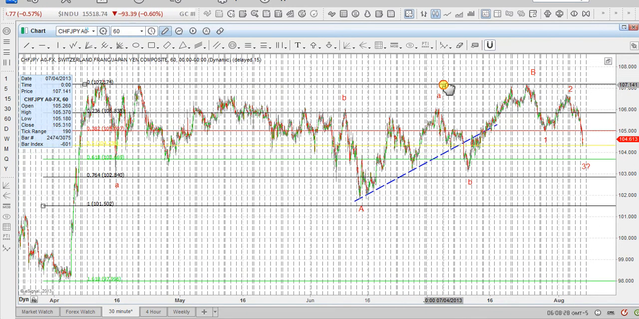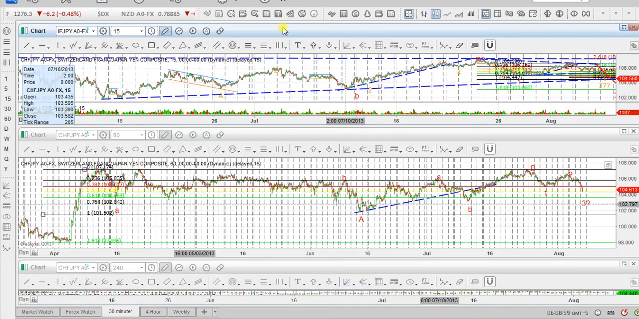So the Fibonacci targets are set at the 61% move of wave A, the 100% move, and the 161 extension of wave A. So the targets are set at 103.7, at 101.5, and at 98. Those are three targets going into this pair.